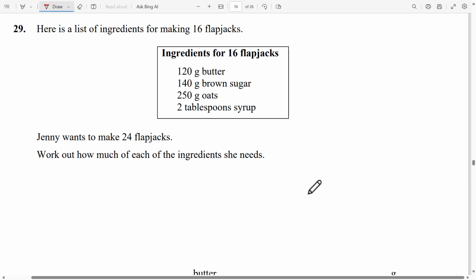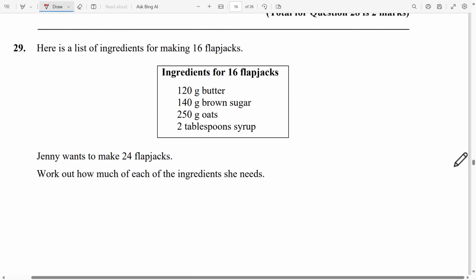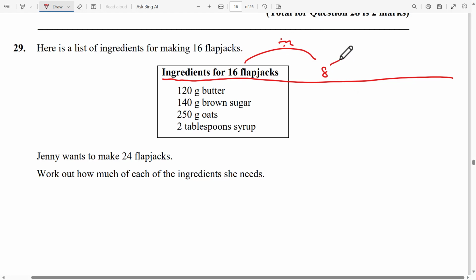So here's another question. To make 16 flapjacks, you need 120 grams of water, 140 grams of sugar, 250 grams of oats, and 2 tablespoons of syrup. Jenny wants to make 12 flapjacks. How much of each will she need? So I'll draw a line here. I'll divide by 2 to get 8 flapjacks, and from here I'll multiply by 3 to get 24.